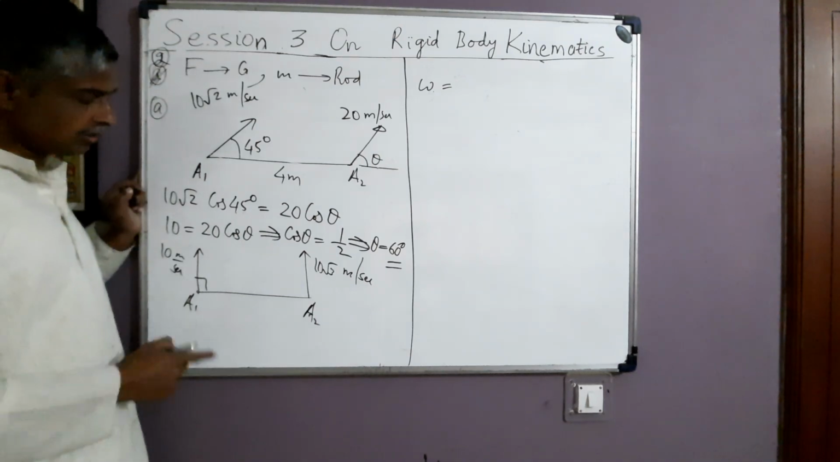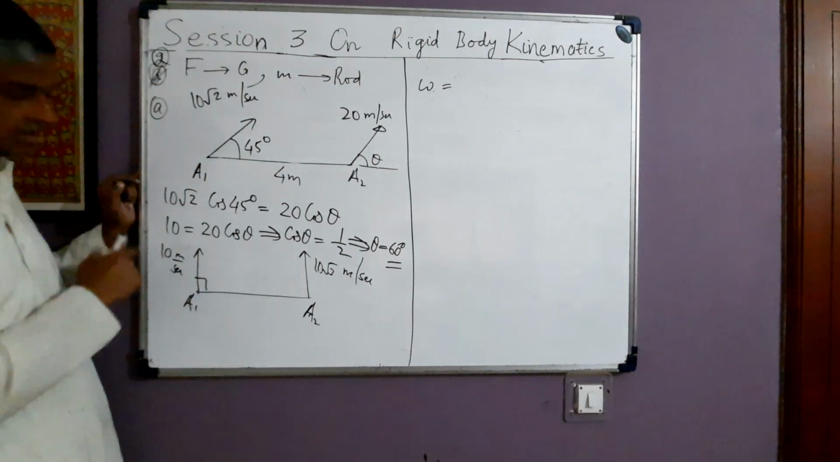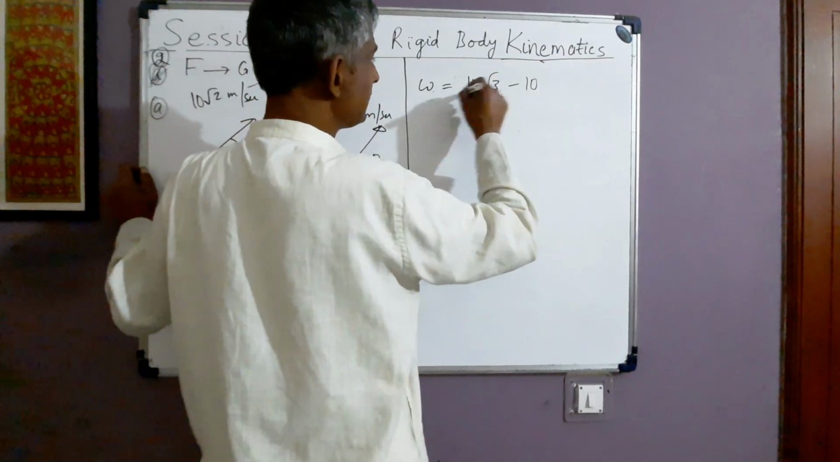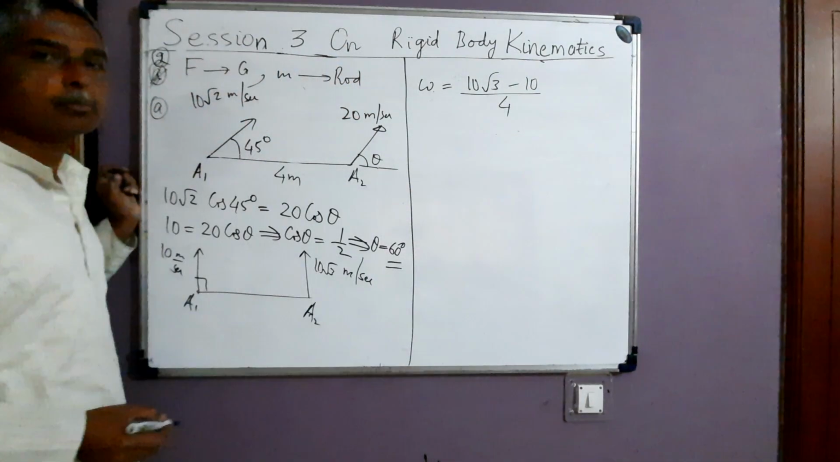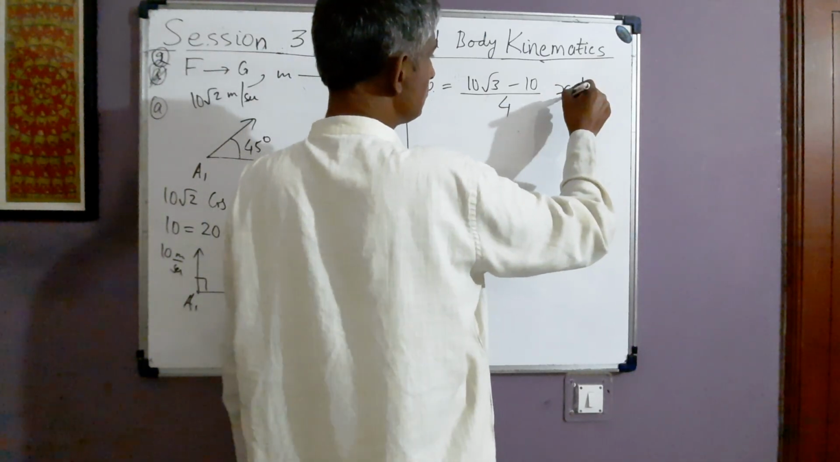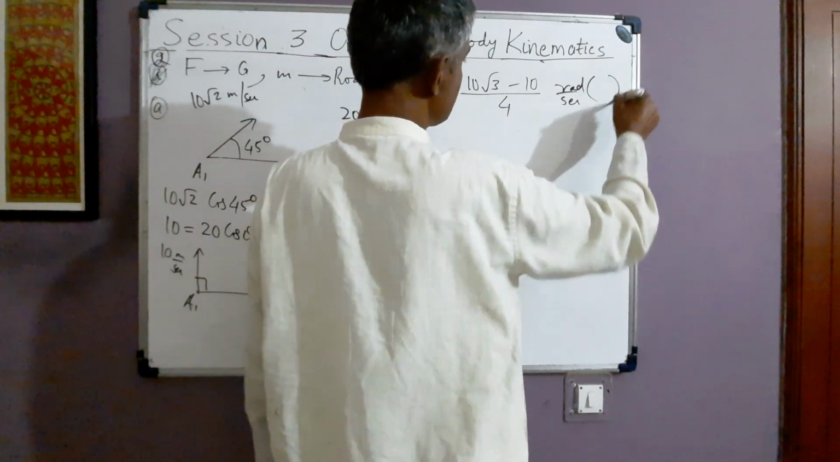From the theory of relative velocity, relative speed will be 10 root 3 minus 10. They are in the same direction. So 10 root 3 minus 10 by separation, which is simply 4 meter. This is the answer to the first part of the question, part A: 10 root 3 minus 10 by 4 radian per second.